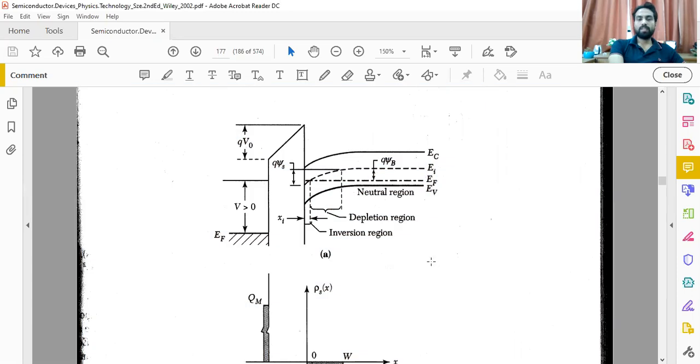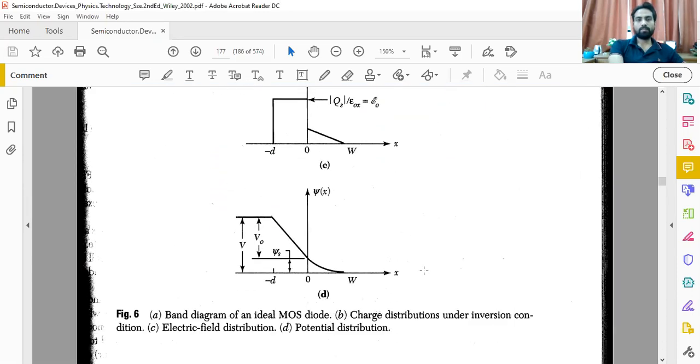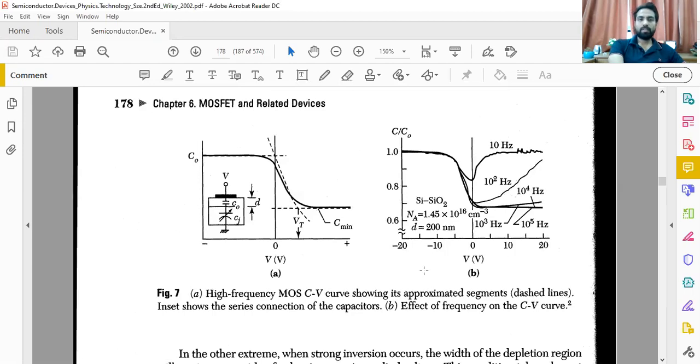So here we have all these diagrams. We have discussed that just previously. Coming up here, finding out basically the high frequency MOS CV curve showing its approximated segment inserted below, the series connection of the capacitor, effect of frequency on CV curve. So if we go for this, we are working with the frequency effect. And before that, we are talking about the series connection of the capacitor.